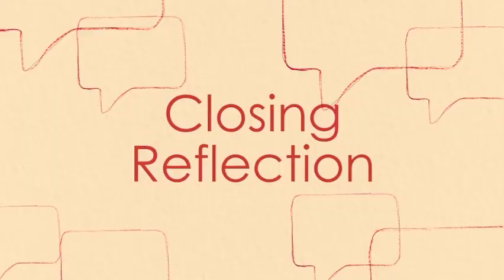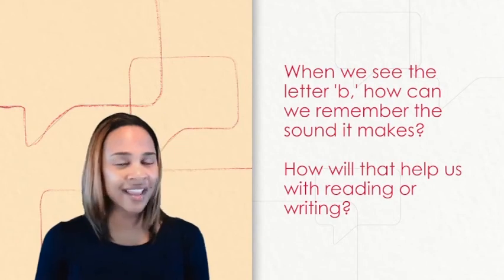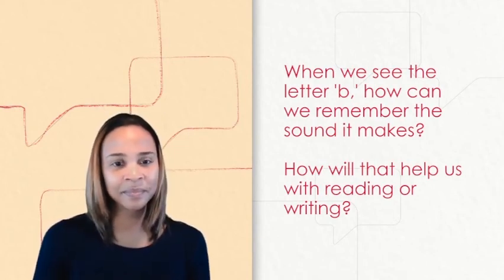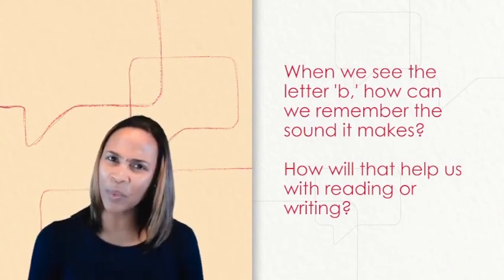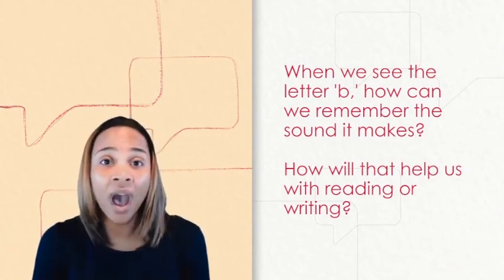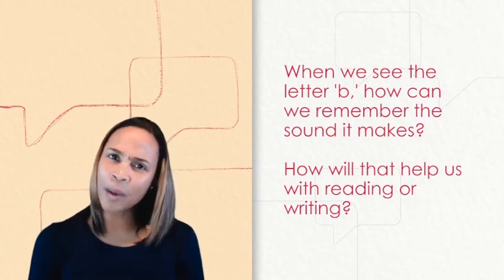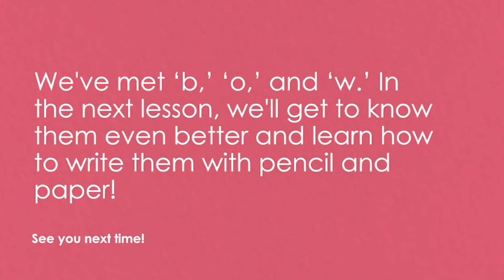Closing reflection. When we see the letter B, how can we remember what sound it makes? Yes, think about our key word for the letter B, bear, and think about the sound that it makes. B. Yes. How can that help us with reading or writing? We've met B, O, and W. In the next lesson, we'll get to know them even better and learn how to write them with pencil and paper.